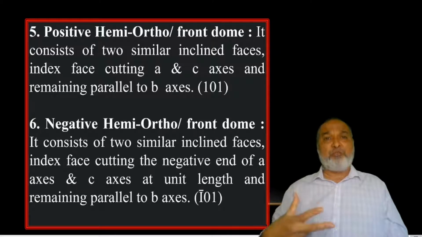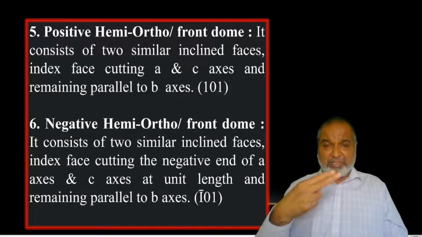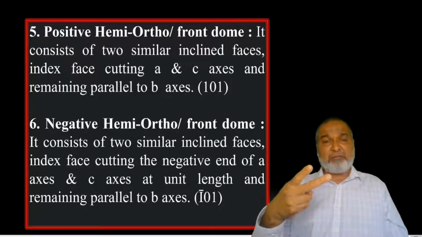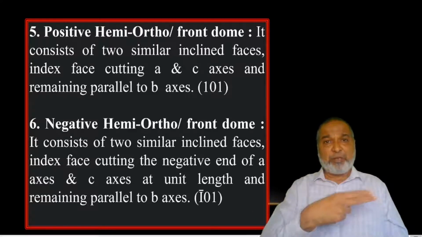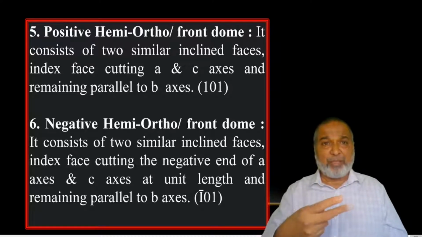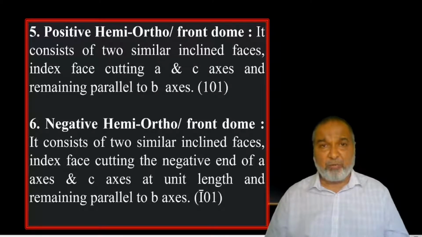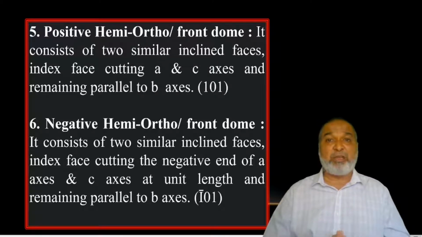only two faces are present. Only two faces. Now I can see here, except the prism, everywhere we have two faces. Whether it is pinacoid or dome, we are going to have the faces as a pair. Now the first one, positive hemi-orthodome. What is the position of the positive hemi-orthodome?